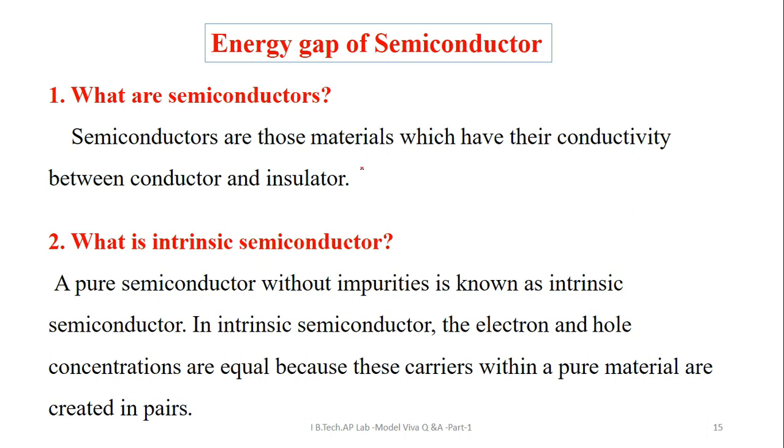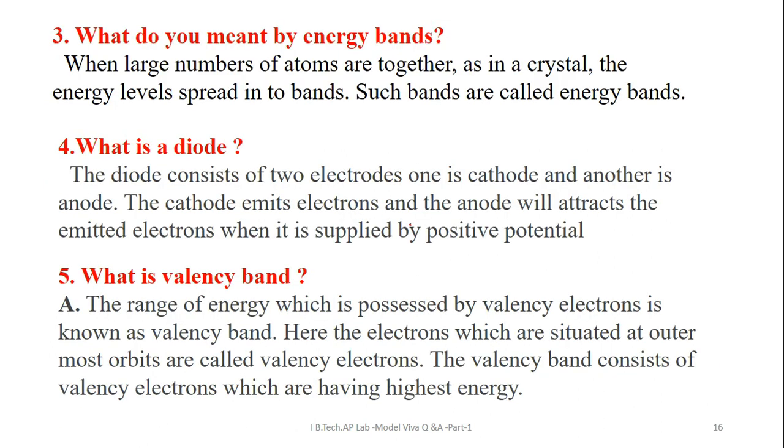Another experiment: energy gap of a semiconductor. What are semiconductors? Semiconductors are materials whose conductivity lies between conductors and insulators. They are classified into two types, intrinsic and extrinsic semiconductors. Intrinsic semiconductors are pure ones and extrinsic semiconductors are impure. Then, what do you mean by energy bands? When a large number of atoms are together, as in a crystal, the energy levels spread into a band. Such bands are called energy bands.